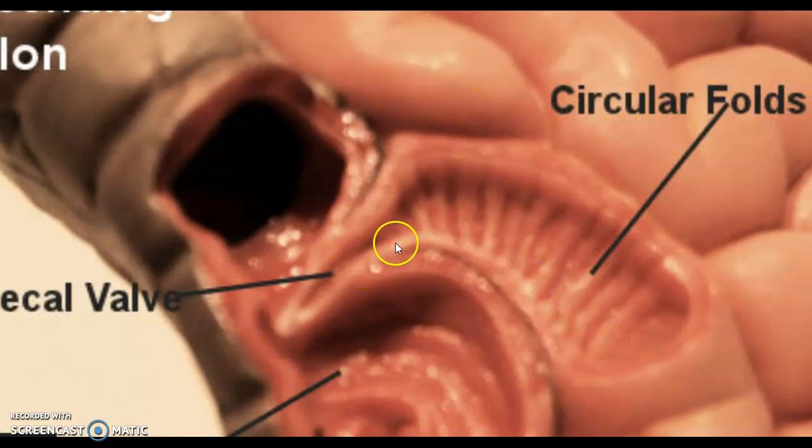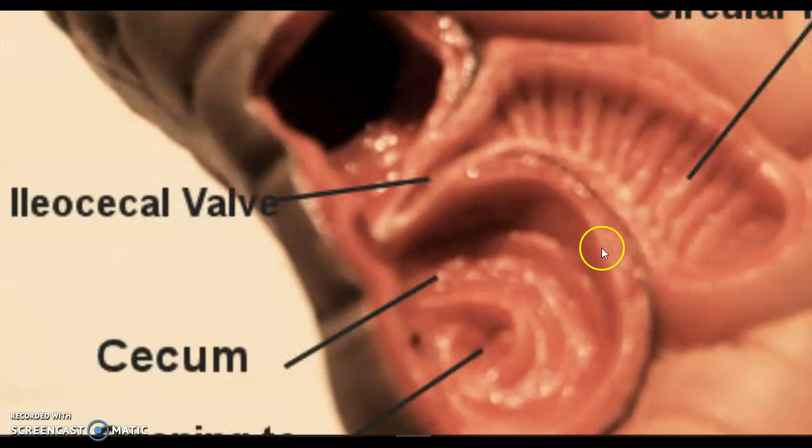And it drains into this valve. It's not a sphincter muscle, it's a valve. It's the ileocecal valve. So this is the cecum down here. We don't really have a very impressive cecum.